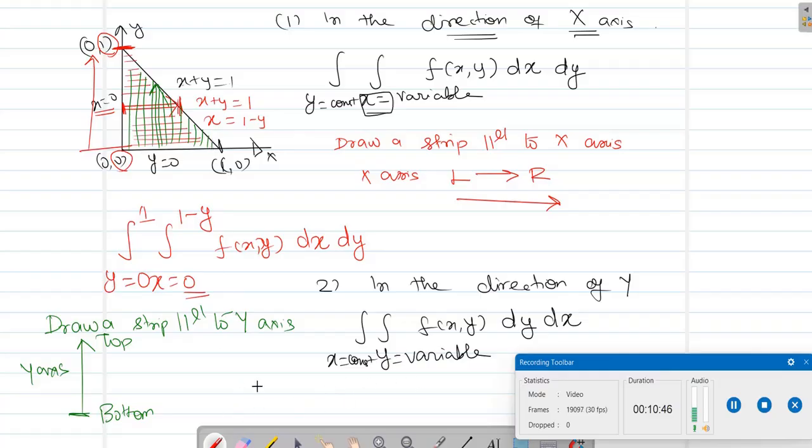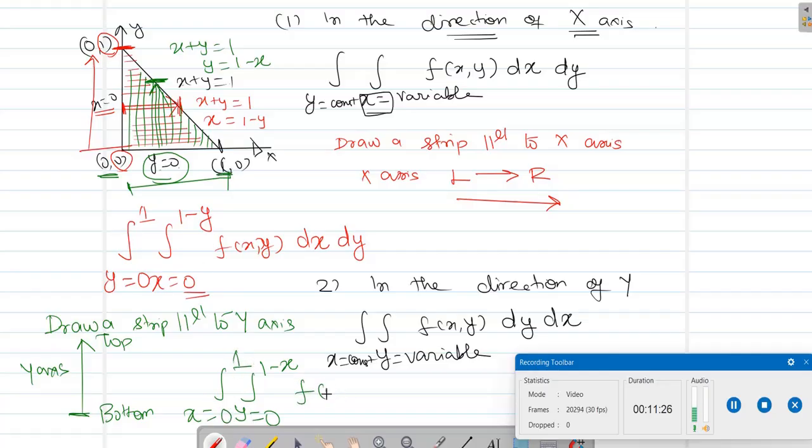Hence our y will now begin with, what is the value of y here? y begins with 0. What is the uppermost value taken by y? So x plus y equal to 1, so y will be equal to 1 minus x. So the uppermost limit of y will be 1 minus x. And what will be the limit of x? The x part varies between this portion and this portion. We can see the x coordinate now varies between 0 and 1.